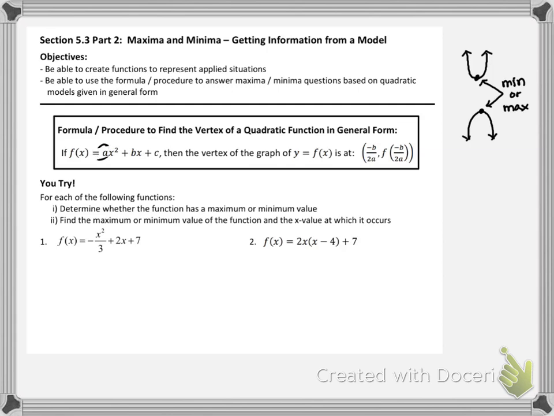So let's start just with finding the max and min of these functions, before we start talking about applications. This statement right here looks a little bit complex, but all they're saying is that you can find the x value of your vertex by plugging a and b into that formula, and that you can find the y value by plugging that back into the function.